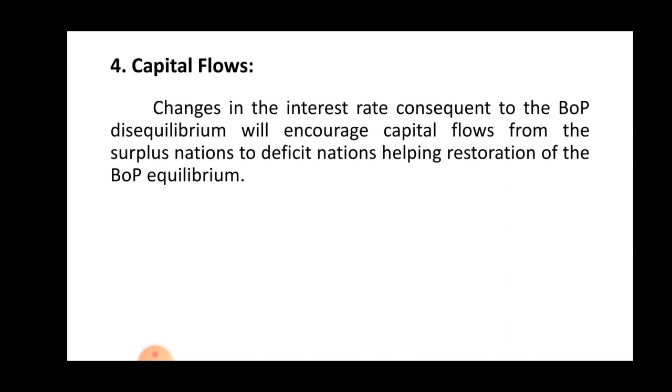And the next one, the fourth one, is capital flow. Changes in the interest rate consequent to the BOP disequilibrium will encourage capital flow from the surplus nations to the deficit nations, helping restoration of the BOP equilibrium.